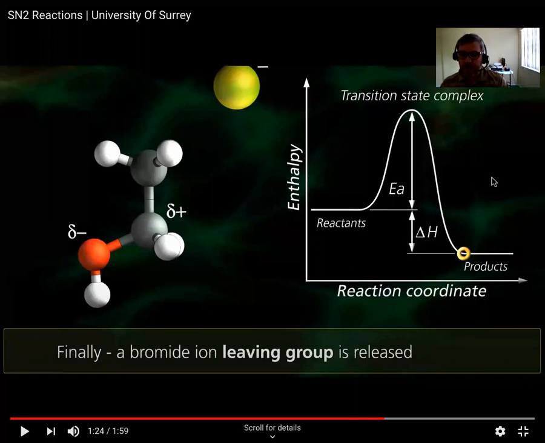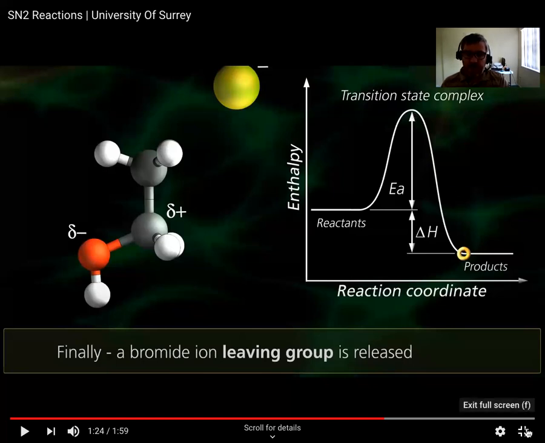Now, endothermic would be if the products were above the reactants. Let's say they were up here somewhere. But the overall shape of the energy diagram would be the same. So this is a one-step, one-hump process that involves 2 molecules, the OH minus and the thing it's reacting with. And that's why it's called SN2, because there's 2 things involved in this slow step, which is the transition state. There's only 1 step.